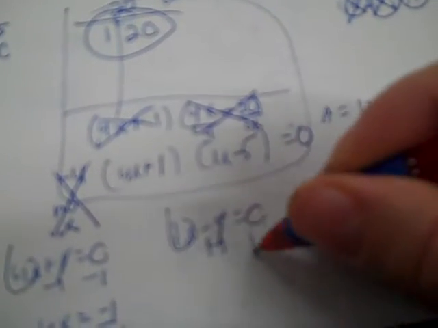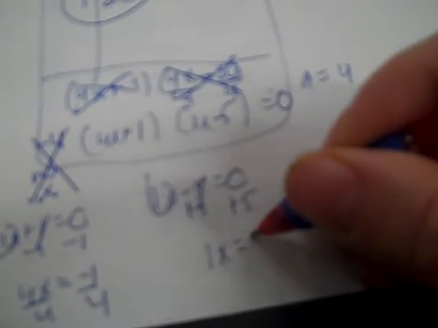Now I can get my two answers. So 4x plus 1 can equal 0, or 1x minus 5 can equal 0. So minus 1, 4x equals -1. And then I take -1 divided by 4, it's -0.25. And then I plus 5, 1x equals 5.